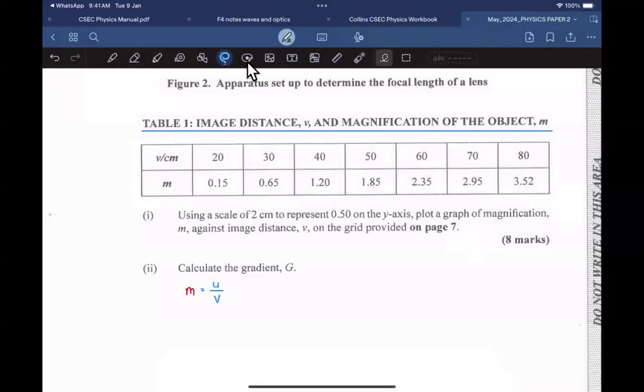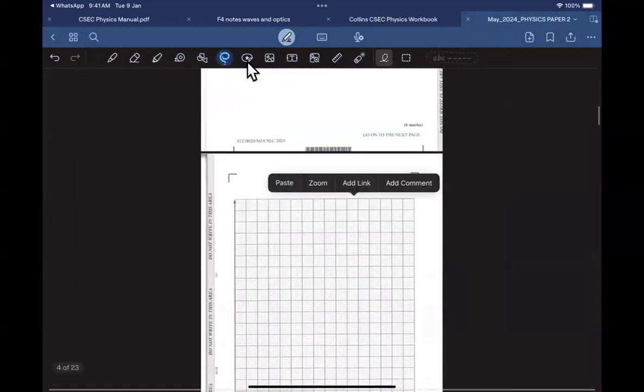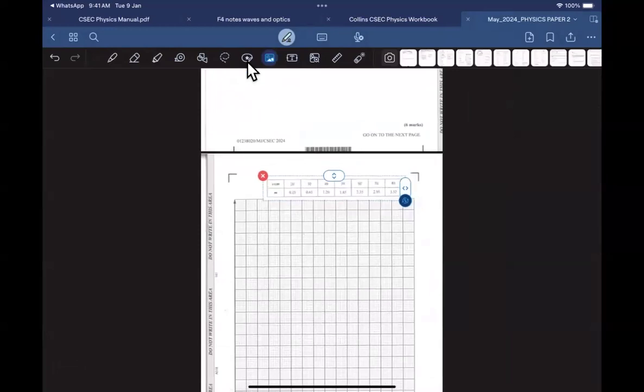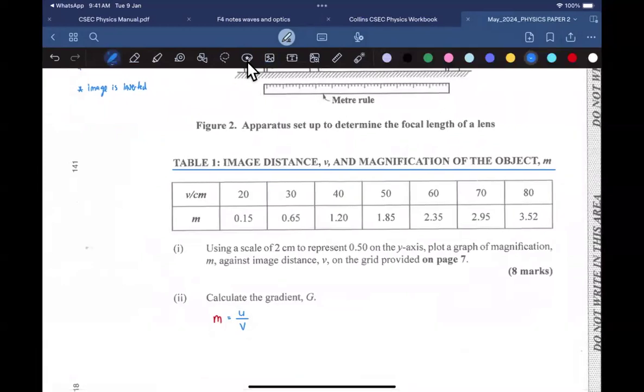So hey, look at that. They give you a scale. Wow, that's amazing. Normally they don't really give you scales, so we are kind of grateful for that. Right. So Justin, they want us to plot a graph of what versus what.